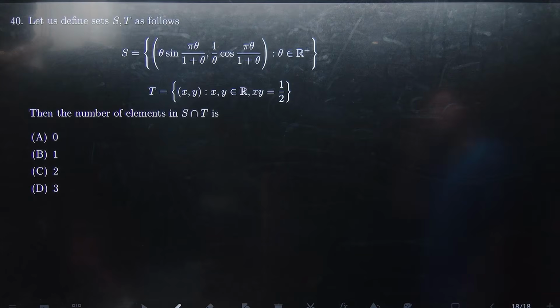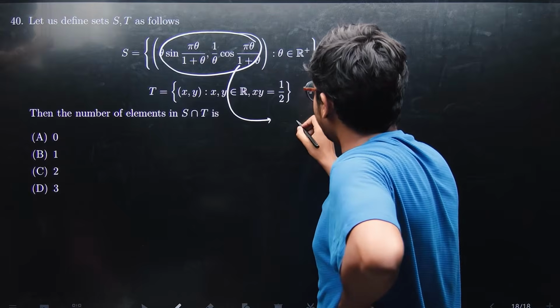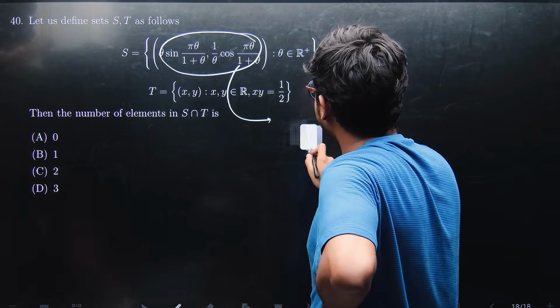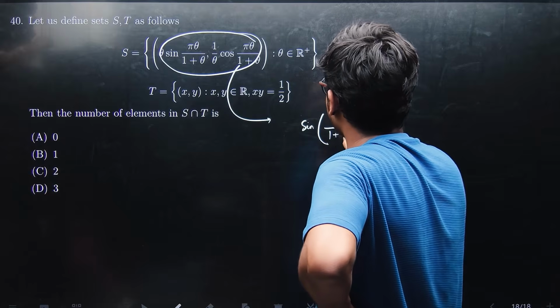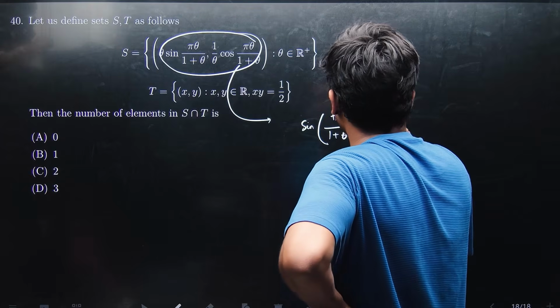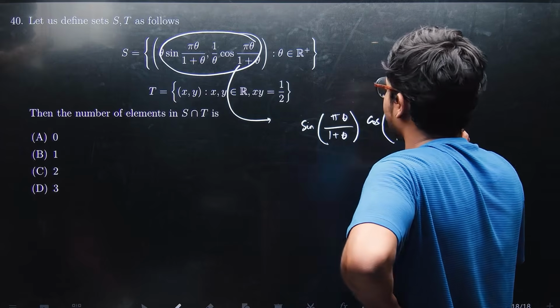All right. Coming to question 40. Let us define a set S and T as follows. S is the first set, T is the second set. Find the number of elements in S intersection T, right? S intersection T means we want the product of these two quantities to be equal to half, which means I want sine of pi theta by 1 plus theta. Theta and 1 by theta will cancel out, times cos of pi theta by 1 plus theta. This quantity should be equal to half, right?